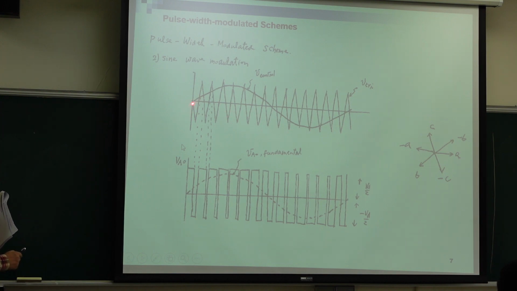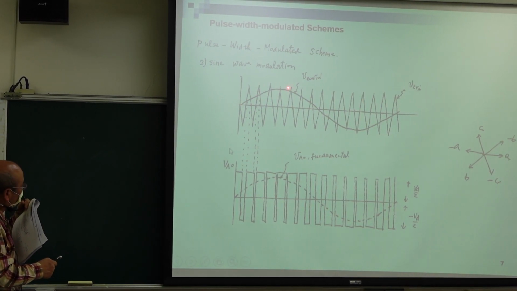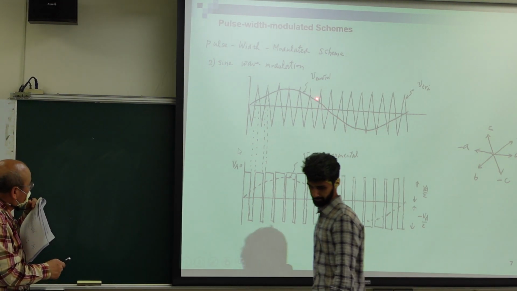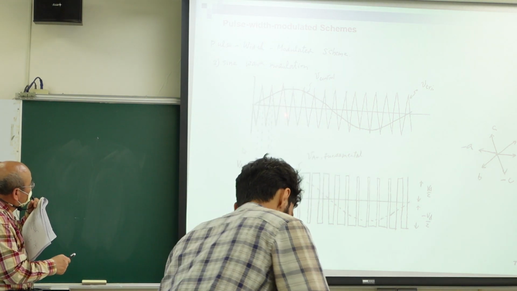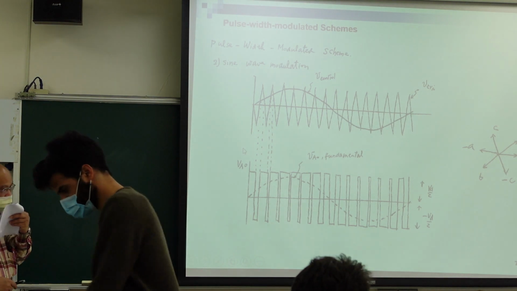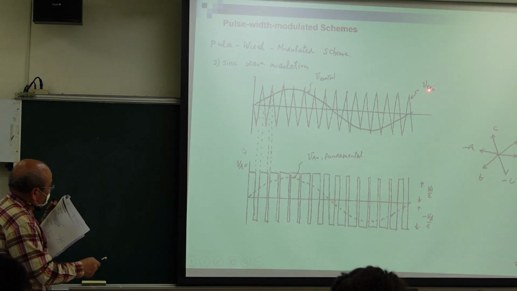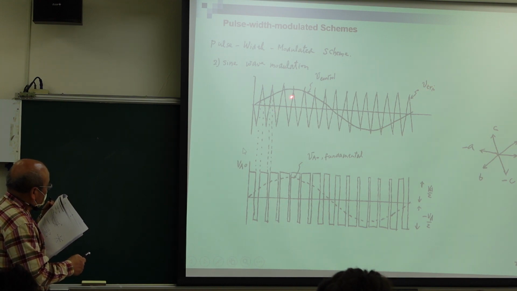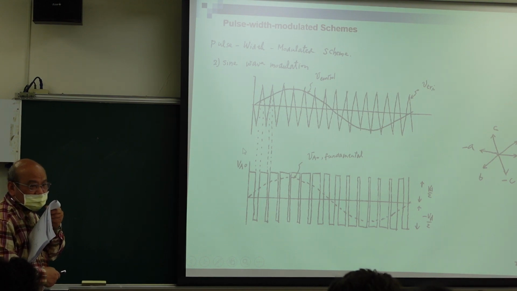We discussed the waveform. We call this the control, this is the fundamental. We call this the carrier, this is the triangular carrier. First we compare the frequency. The triangular frequency should be higher than the control frequency, right?